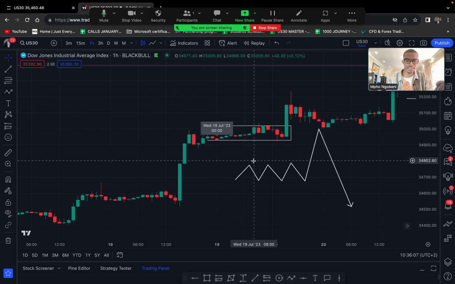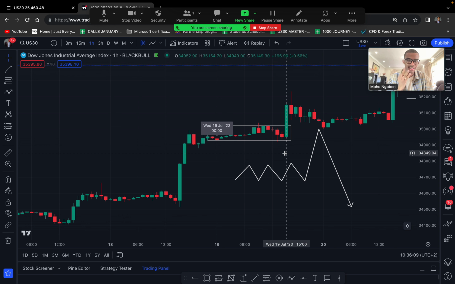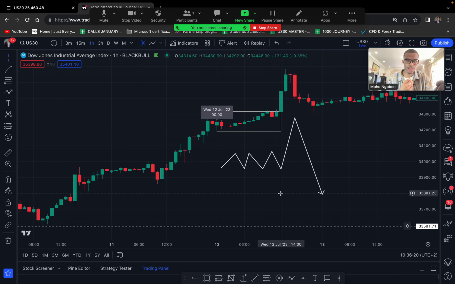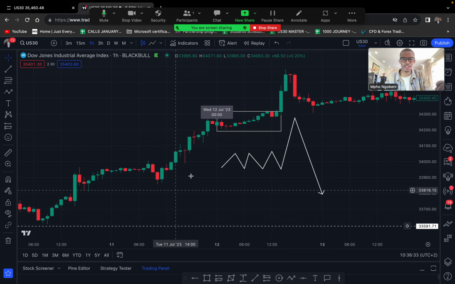So if we check the 19th, we saw that the breakout happened at 3. Check the time at the bottom there, the breakout happened at 3. And if we also check the previous Wednesday, the breakout here happened at 2, but 3 also just continued an extra push to the upside. But yeah, that's me with the time zone trading strategy.